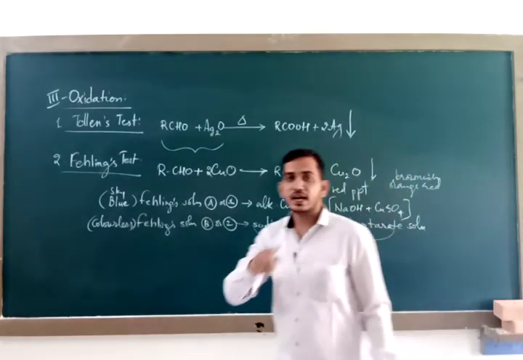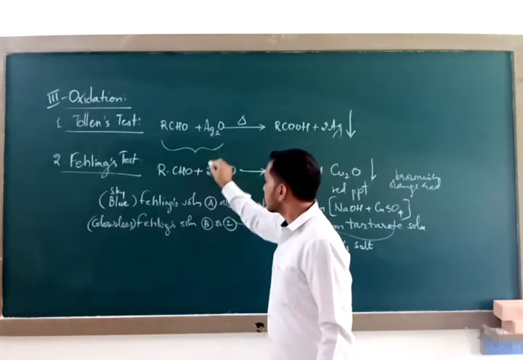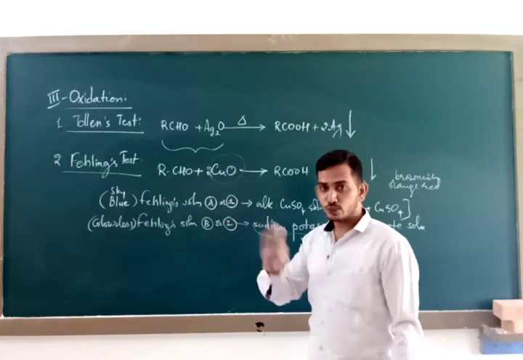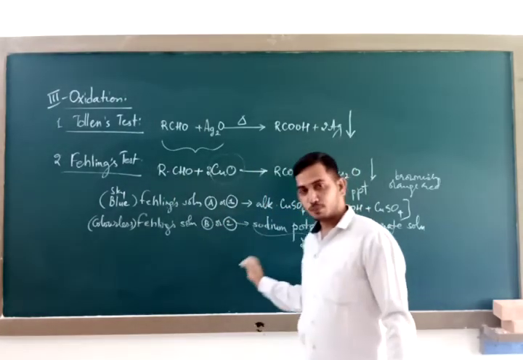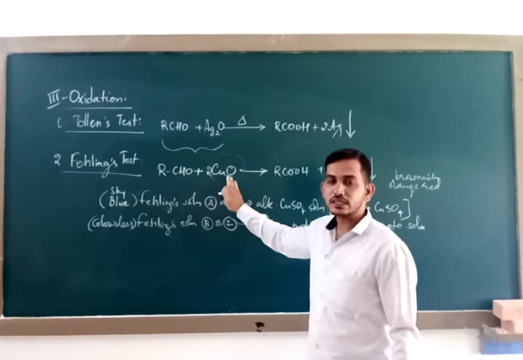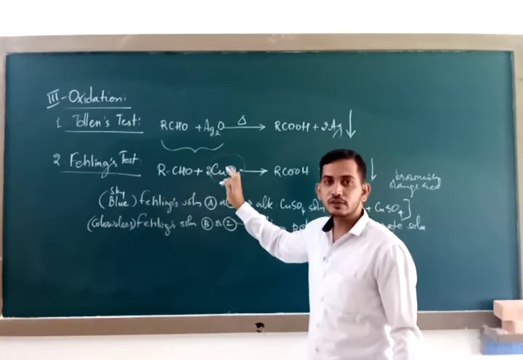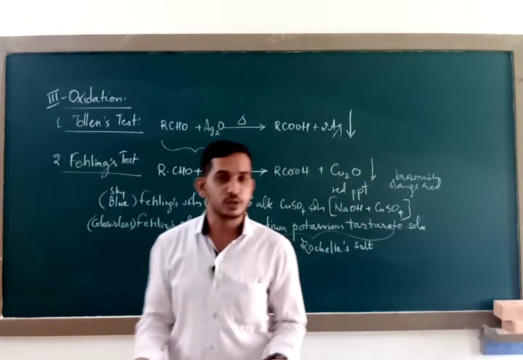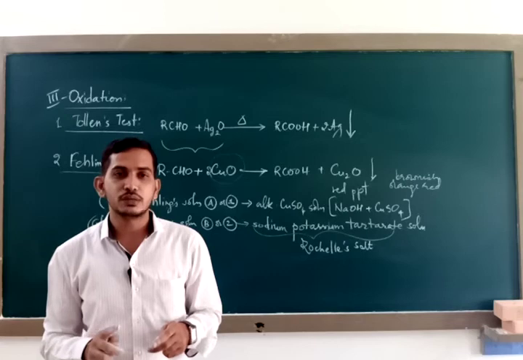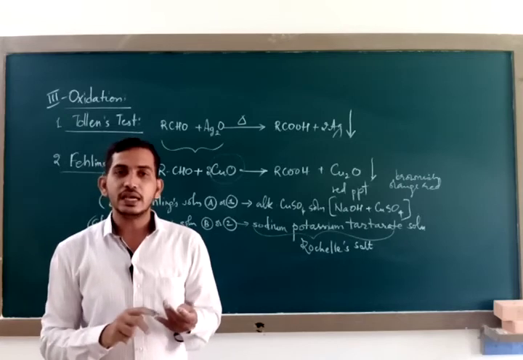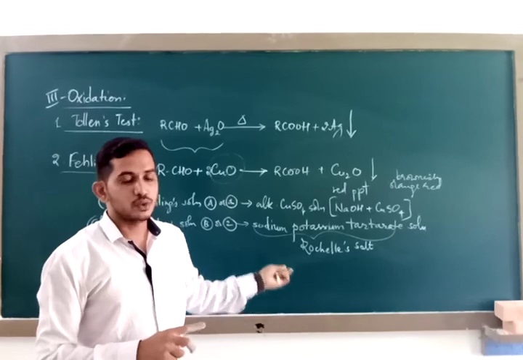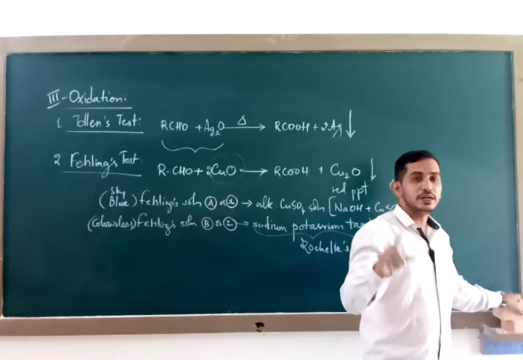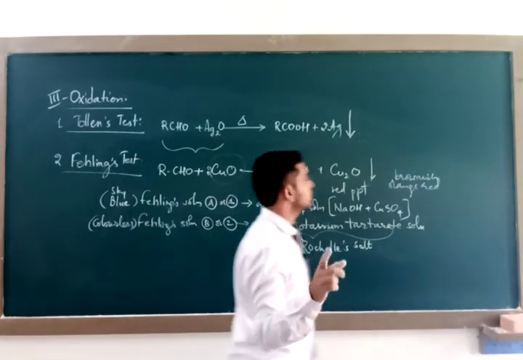You may ask, sir, if they ask what Fehling's solution is, can I write this formula? No, again no. This is only for the sake of simplicity. For you to understand, I have combined both the solutions of Fehling's and represented it as CuO. It is not the formula of Fehling's solution. And moreover, they will not ask you Fehling's solution formula because it is not in your syllabus. But you need to remember, Fehling's solution is a mixture of two solutions, A and B. A is alkaline copper sulfate solution, B is sodium potassium tartrate. When it is mixed, blue color changes to red due to the deposition of cuprous oxide.